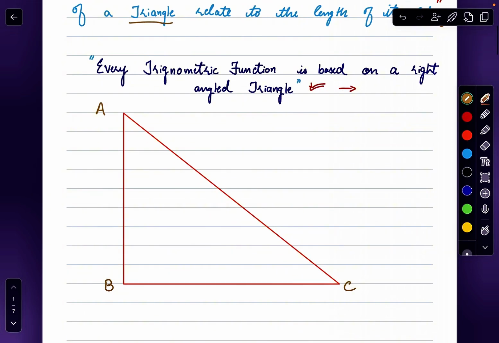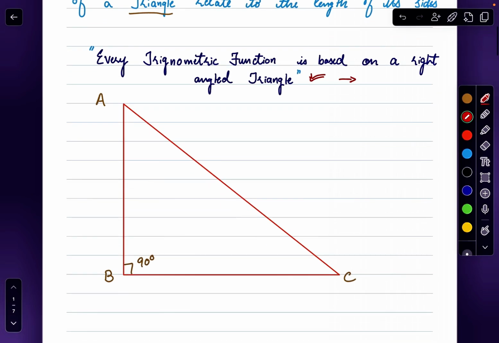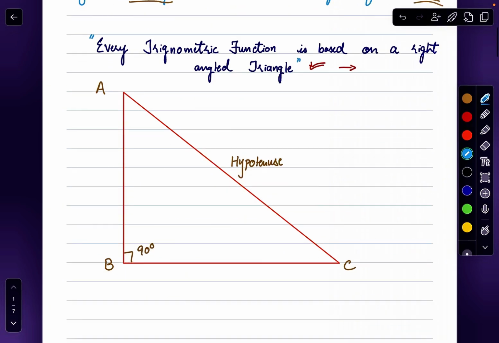I've already drawn a right angle triangle. We know in a right angle triangle, one angle should be 90 degrees, and the other angles can be different angles. To solve this, we should know one very important thing: the side opposite to the 90 degree angle is always the hypotenuse. To find the other two sides, like the height or the adjacent, we first have to figure out an angle.